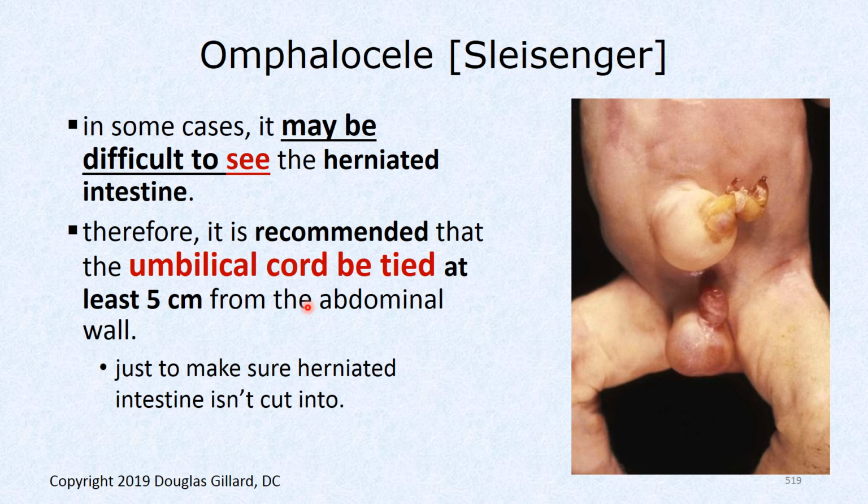So when you're in obstetrics, you learn you always cut the cord at least 5 centimeters above the abdominal wall. And the reason is sometimes you can have an omphalocele or intestine herniated into the umbilical cord, and you can't even see it. And so when you cut the cord, you might actually cut the intestine, and now you've got a big mess. They've got to call in the general surgeon to fix that. So you always cut way away from the abdomen when you're cutting a cord.